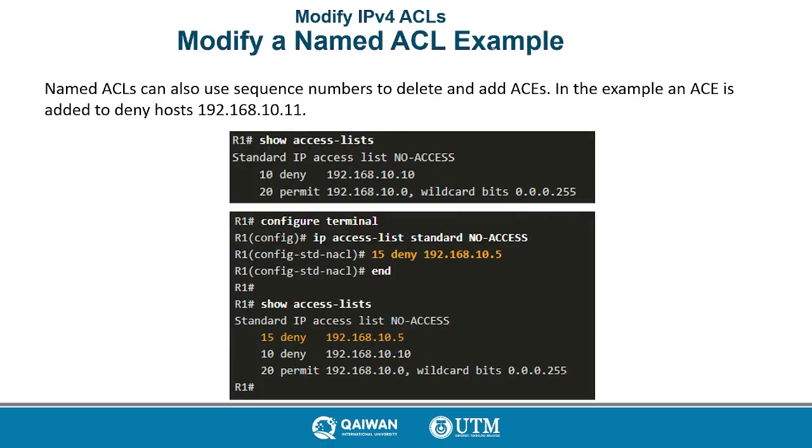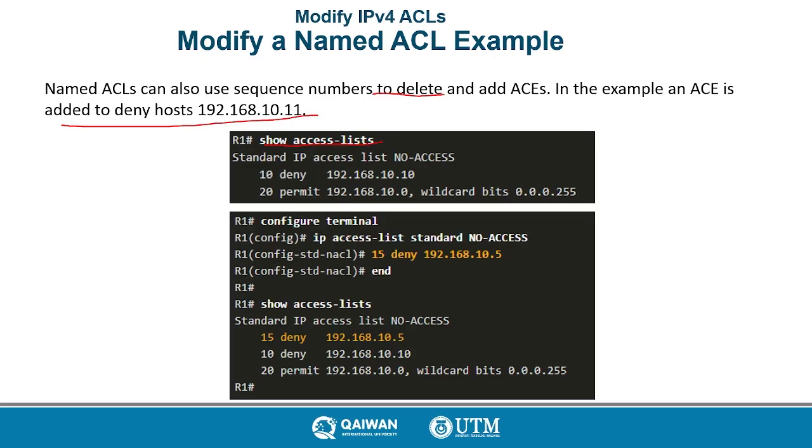Modify a named ACL example. For example, you have a named ACL and you want to modify it. A named ACL can also use a sequence number to delete and add ACEs. In the example, an ACE is added to deny this host. So we have show access list. We see we have 10 deny 192.168.10.10 and we have 20 permit 192.168.10.0 with wildcard bits.